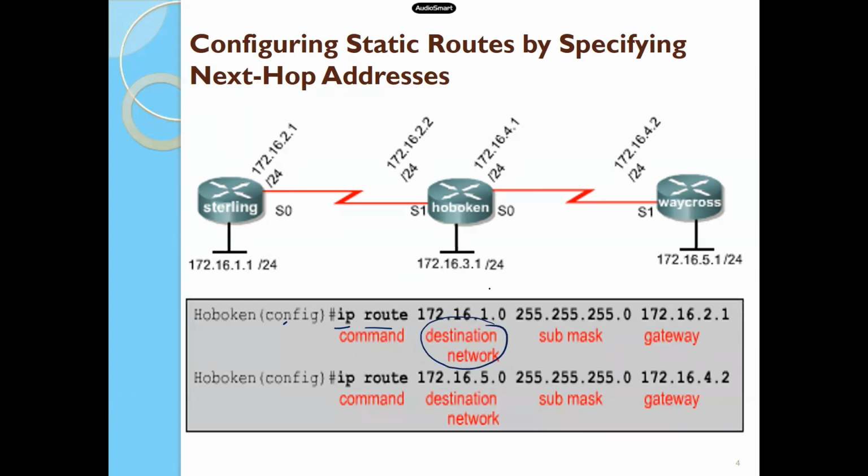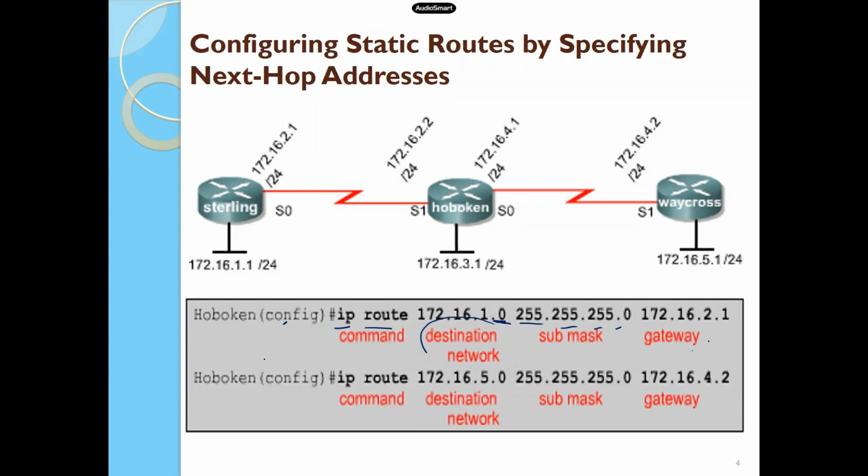So remember, this is a class C network, for example. So the destination network is this one that ends with 0. Subnet mask has to be there. And then you put your gateway. Gateway is like the IP address of the one in between. Yeah, the issue here, the IPs and the names of the routers.